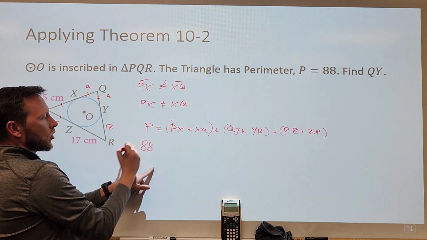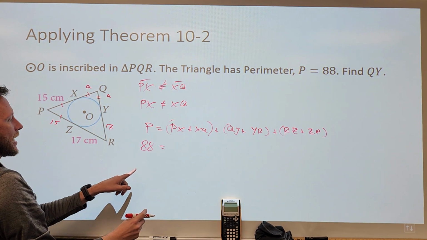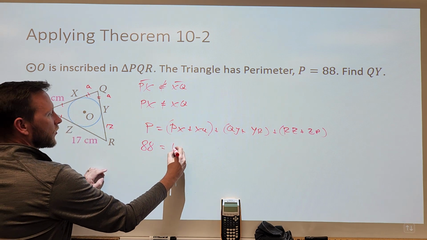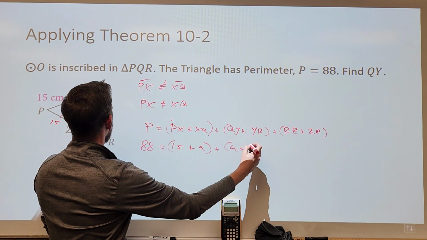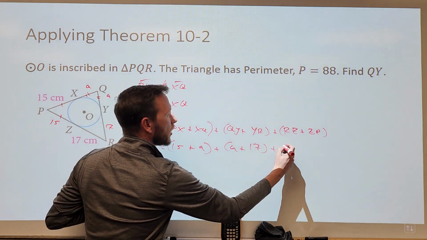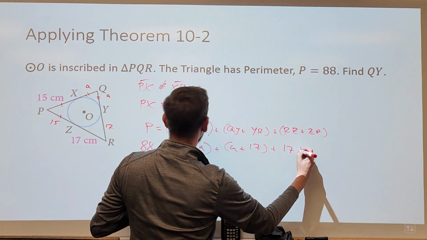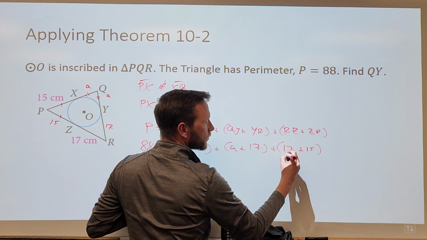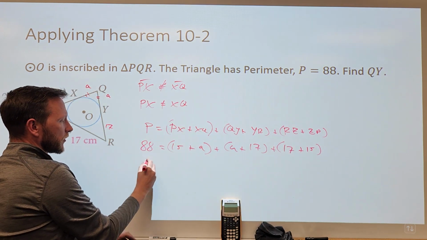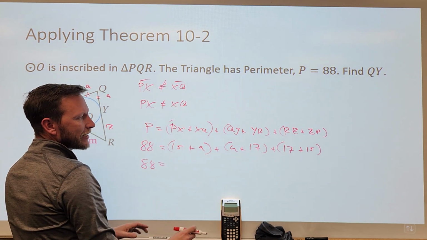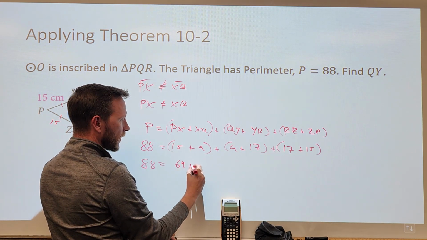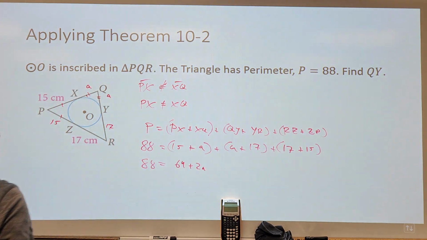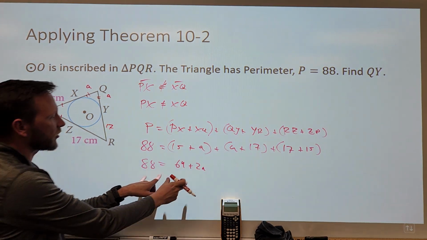Well, I know that this perimeter is 88. PX is 15. I don't know XQ. I don't know QY, but I do know YR. I don't know RZ, but I do know ZP. And the parentheses are kind of irrelevant, right? So here I have 88 is equal to, this is 30 and 34. And so this gives me this sum.